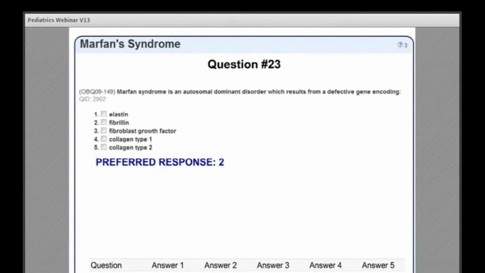So back to the question, this is just an answer that you have to know these products in order to understand and answer this question correctly. Very excited to see that 93% of you got the correct answer, which is number 2, fibrillin.